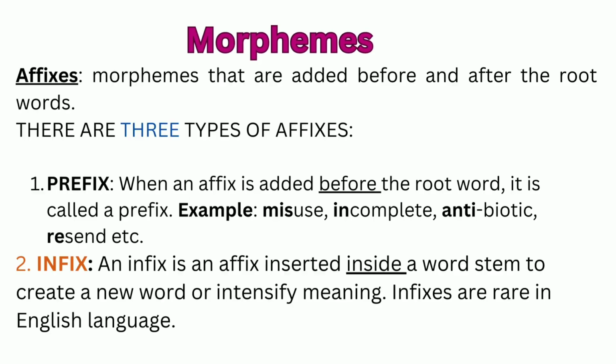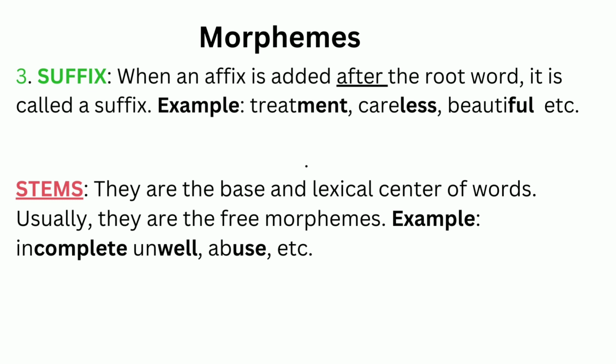Something more about morphemes. We have affixes that are added before and after the root words, and there are 3 types of affixes: prefix, infix, and suffix. Number 1, prefix. When an affix is added before the root word, it is called prefix, like misuse, incomplete, antibiotic, or recent. Mis, in, anti, and re are the prefixes. Infixes are rare in English language. They are inserted inside a word stem to create a new word or intensify the meaning.